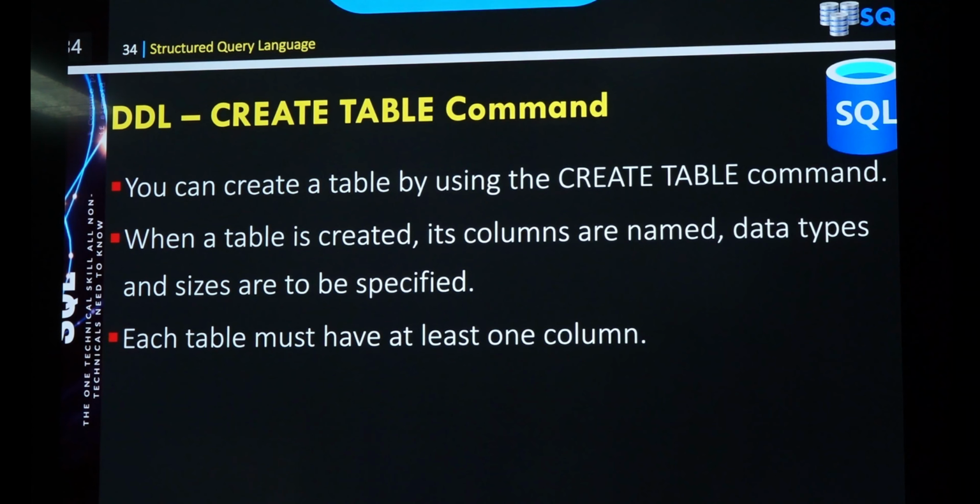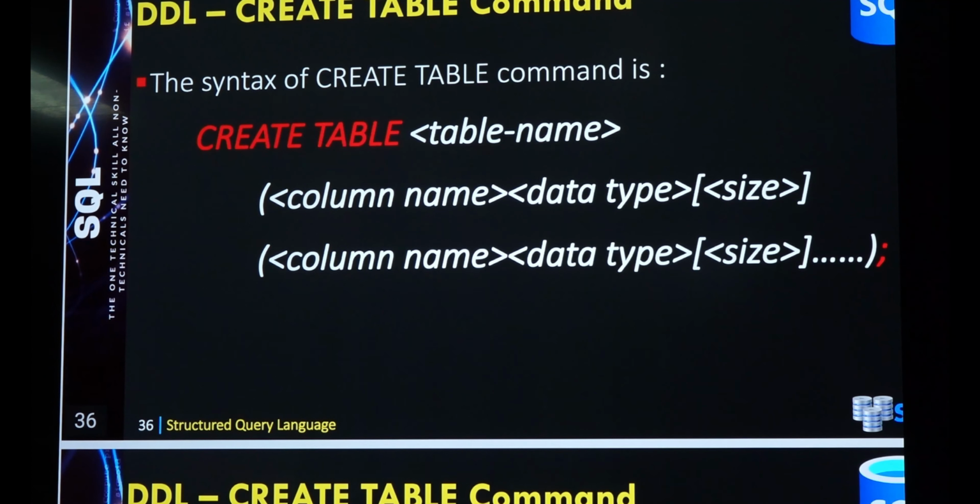Now we'll see the DDL create command. The syntax for the create table command is an important one. Create table, table name, column name, data type, size, column name, data type, size, and then the bracket is closed. Why? Because the bracket was already opened. It should be terminated by a semicolon. This is the common syntax for creating a table.